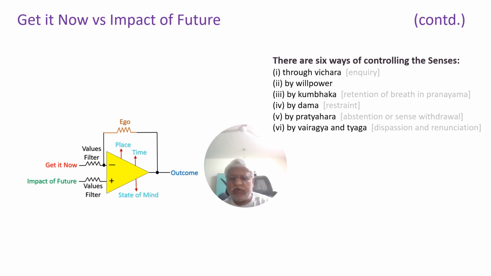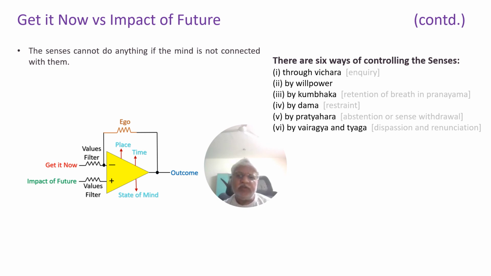So also note that senses cannot do anything if the mind is not connected with them. Sometimes when we are reading or engrossed in a specific activity, some noises or information or light sensation will not be perceived by us, even though we are in that place. This is because the mind is engrossed in something else and not connected with the sense data.